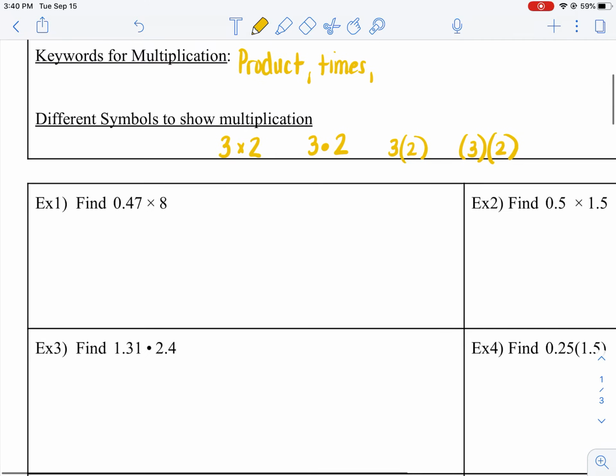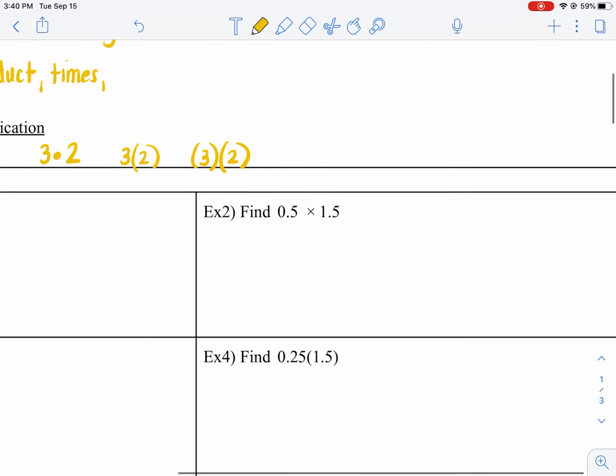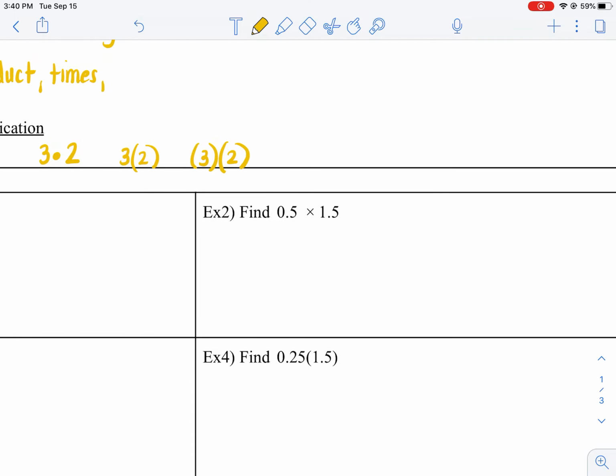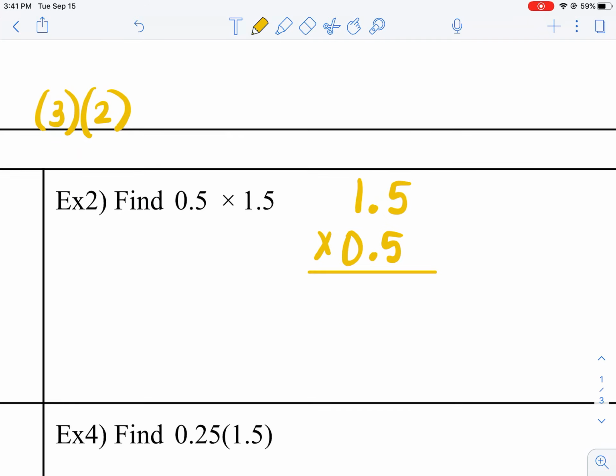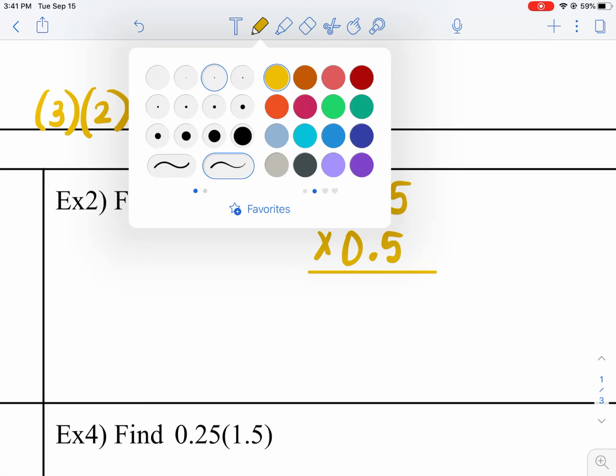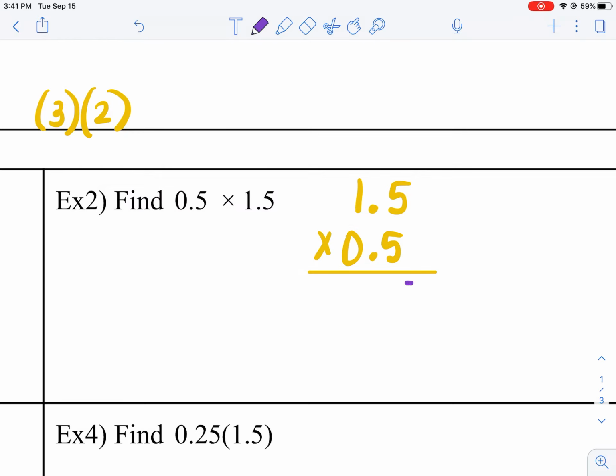Okay. So let's first do number 2. We have 1.5 times 0.5. Okay. So the first thing we're going to do is multiply regularly. So I have 5 times 5, which is 25. Carrying my 2. 5 times 1, which is 5, plus 2, which is 7.